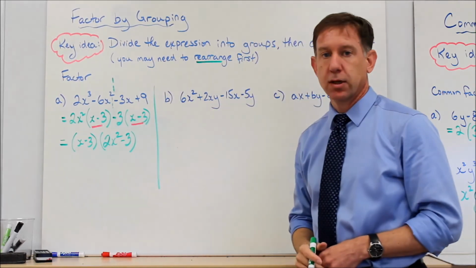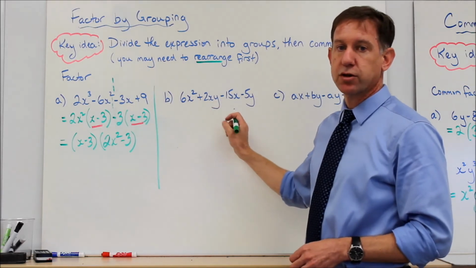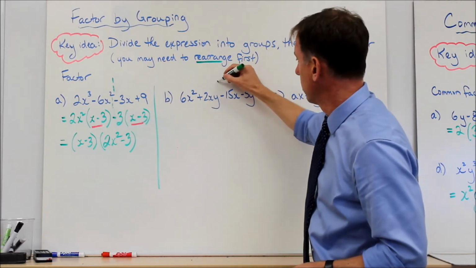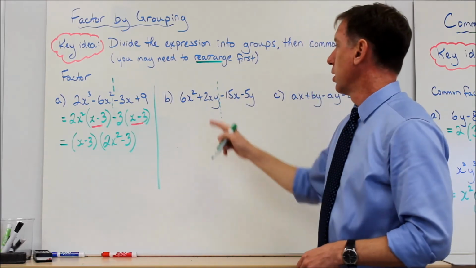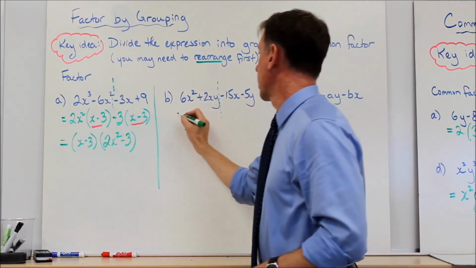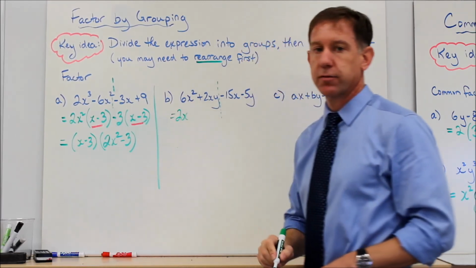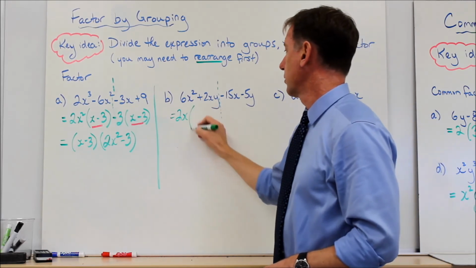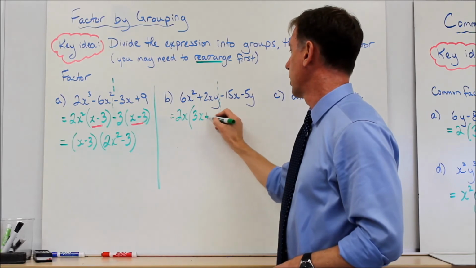Part B, exactly the same thing. You can always start by trying to divide your expression into 2 parts. As it's written already, looking at the first part here, any common factors that can be divided out? Yes, we've got a 2x that can be divided out from the first part. And if I do that, I'm left with 3x plus y.